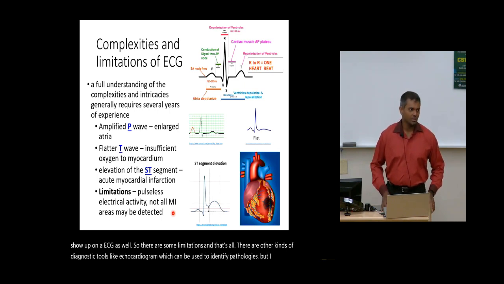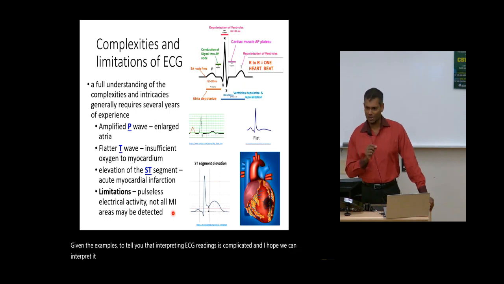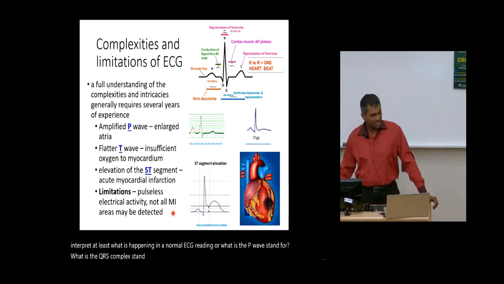But I just give you the examples to tell you that interpreting ECG readings is complicated, and I hope you can interpret at least what is happening in a normal ECG reading. You know, what does the P wave stand for? What does the QRS complex stand for? What does the T wave stand for? And so on. Do you have a question?